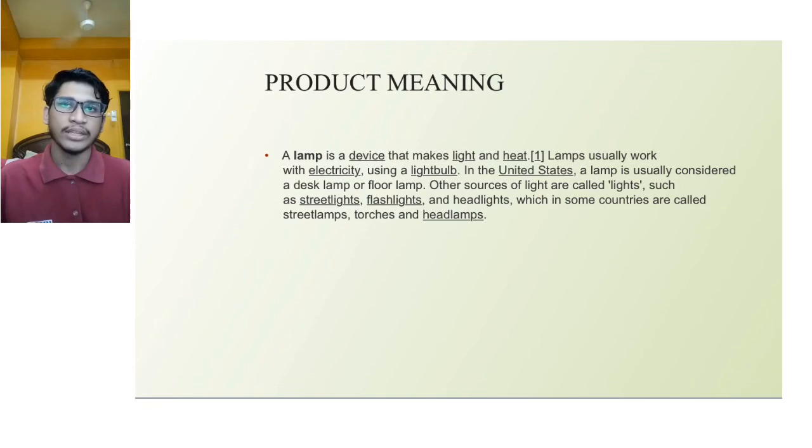A lamp is a device that makes light and heat. Lamps usually work with electricity using a light bulb. In the United States, a lamp is usually considered a desk lamp or floor lamp. Other sources of light are called lights, such as street lights, flashlights and headlights, which in some countries are called street lamps, torch and headlamps. For our group, we chose table lamp for our new product.